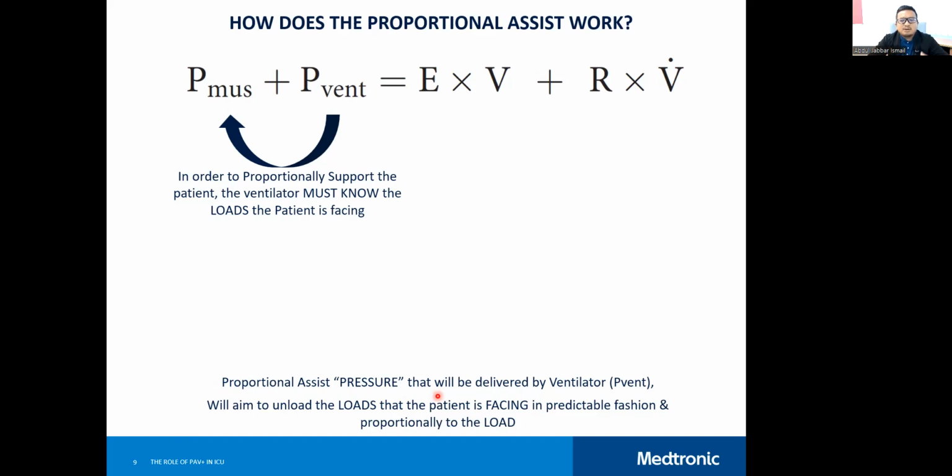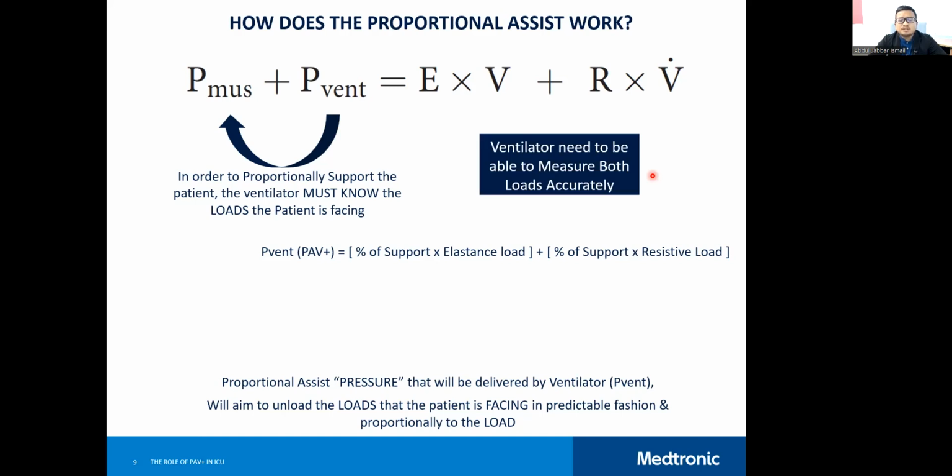So how does the machine measure the load? It needs to measure the load and decide how much support to give. This is the equation of the PVENT that will be delivered by the PAV plus mode. The equation is percentage of support times the elastance load that the patient is having, plus percentage of support times the resistive load that the patient is having. So in PAV plus we set the percentage of support that we want for the patient.